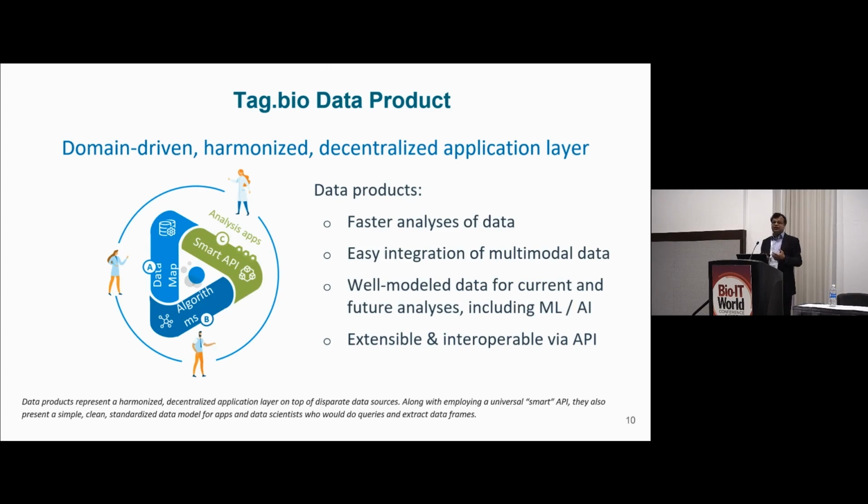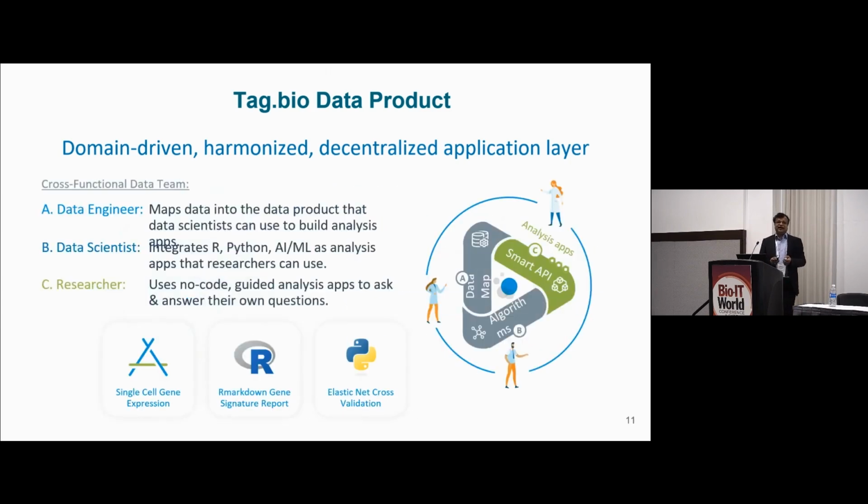It's easy to integrate different kinds of data sets. It becomes multimodal data. And it is extendable and interoperable using API. To use that, we have seen in life sciences how people use it: we have a set of teams called data engineers. They take the data from the lakes or lake houses and all. They build what we call data products.